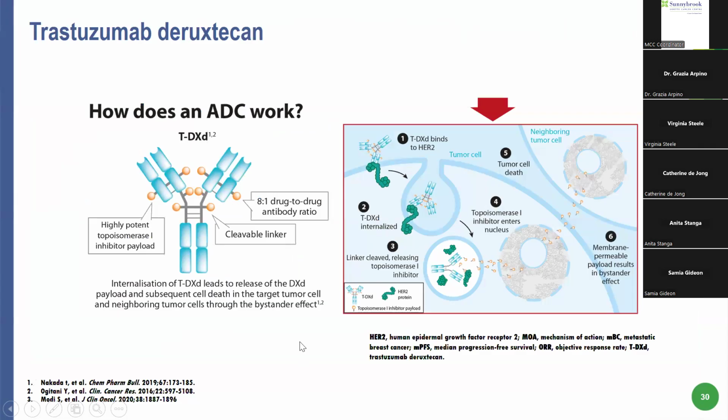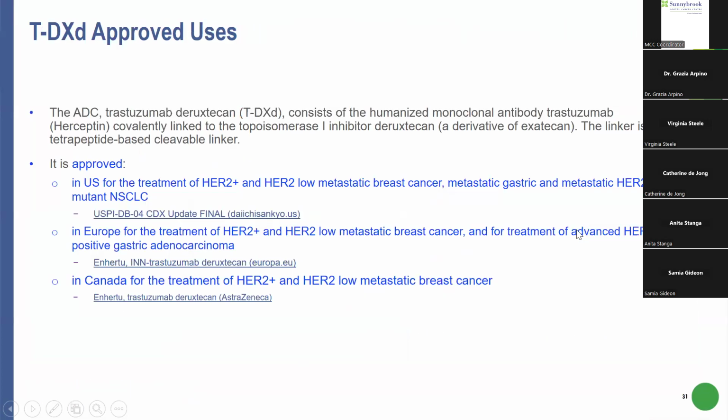And this is trastuzumab deruxtecan. I think this is a critical molecule where the mechanism of action is that of an ADC. The payload is actually permeable to the membrane of the cancer cells, so we do have bystander effects with this drug. And so that's why we probably see the side effects we're observing.